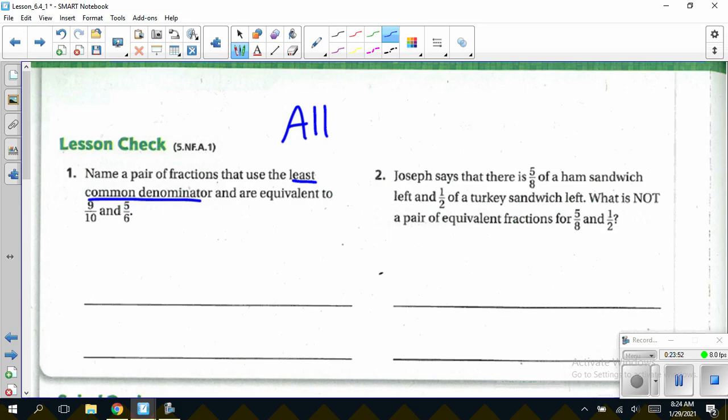Number 2, this is a multiple choice on Schoology. It does say Joseph says that there are 5/8 of a ham sandwich left and 1/2 of a turkey sandwich left. What is not a pair of equivalent fractions for 5/8 and 1/2? So this is a multiple choice question on Schoology, so you will want to have that up and open while you are solving number 2.